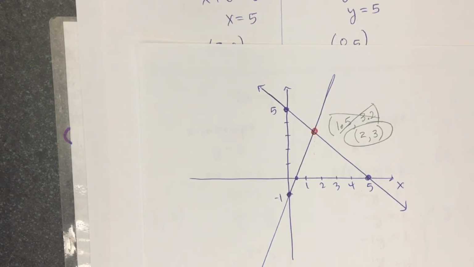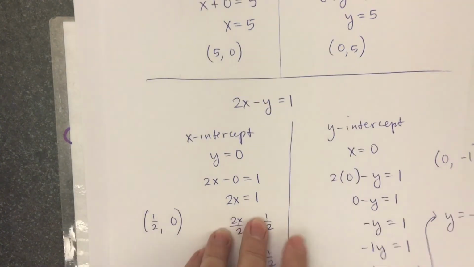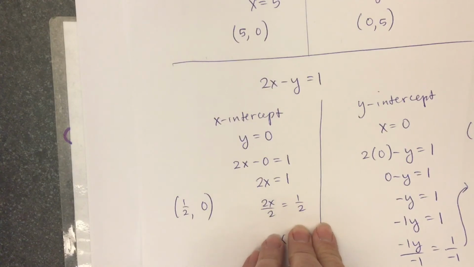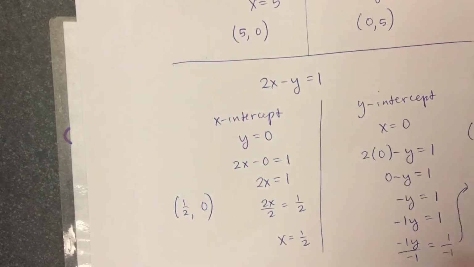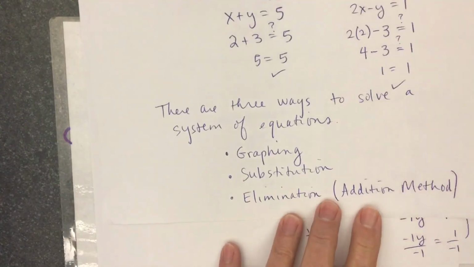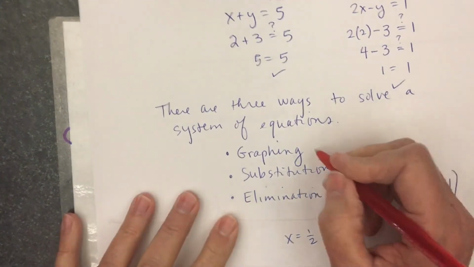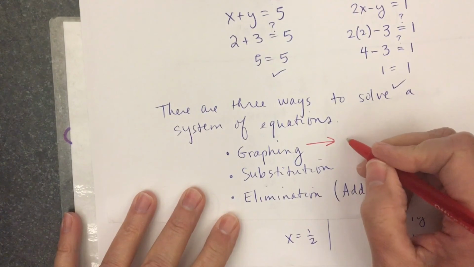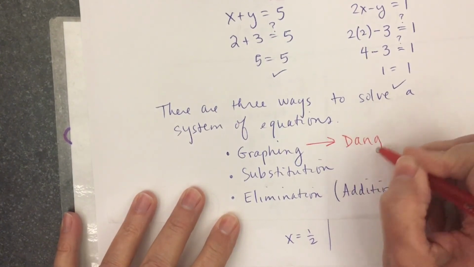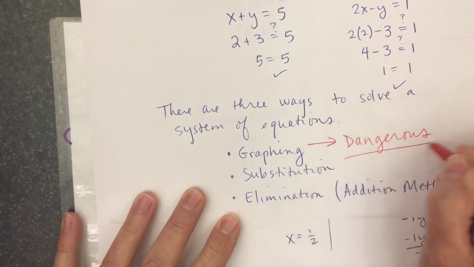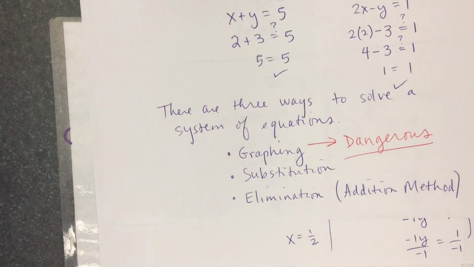If you solve by graphing, I'm going to go back to the page where I wrote the 3 things. If you solve by graphing, this can be, I'm going to put dangerous. I was trying to think of a better word, but dangerous, because you kind of have to guess the answer, and if your graph is not on target, you might guess wrong.